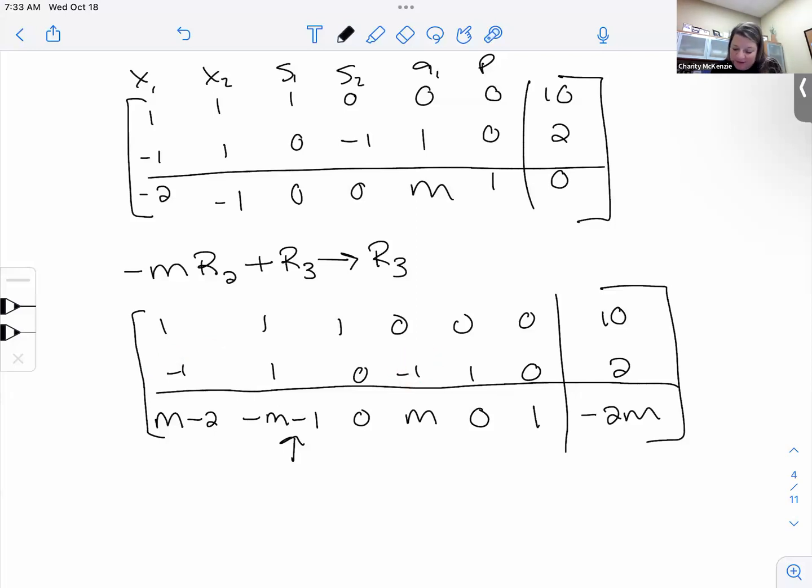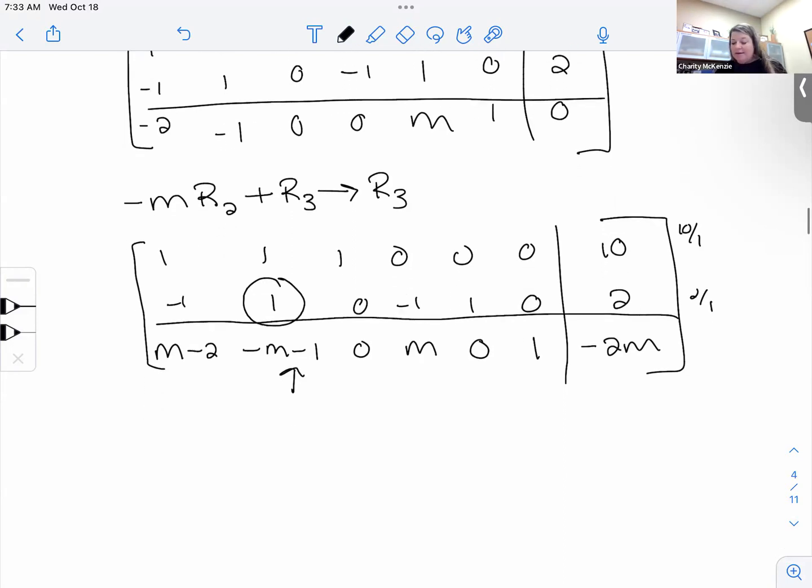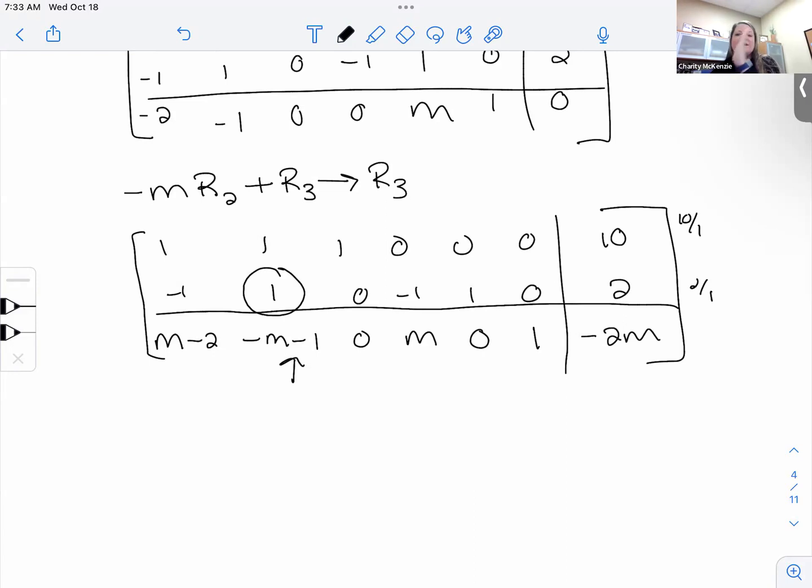It's a little bit different, but this one does have a 2 divided by 1 and a 10 divided by 1. So this one's pretty easy to see. It's that one. It's already a 1, so I don't have to divide. Thank goodness. Now I'm finally to a traditional pivoting. So I want to make everything a 0 around it. So the top one, it would be a negative times row 2 plus row 1, replace on row 1, will get me that 0 on row 1.